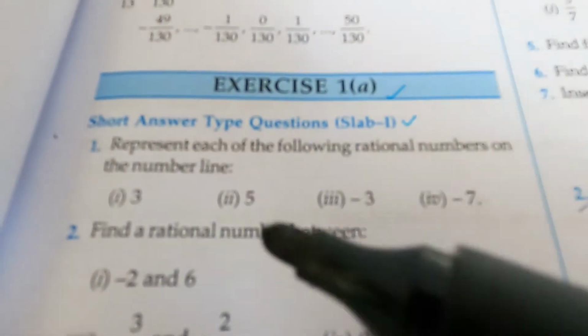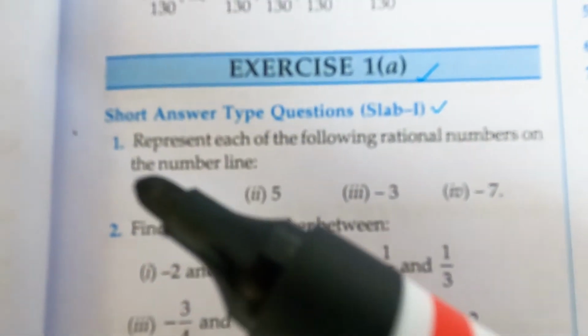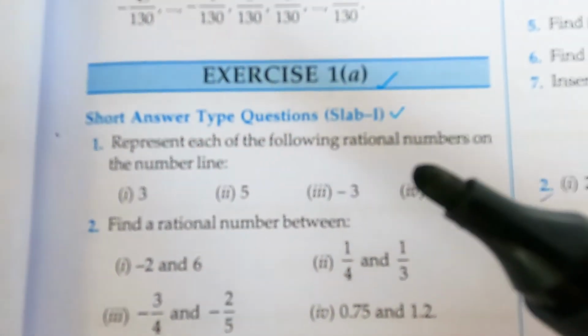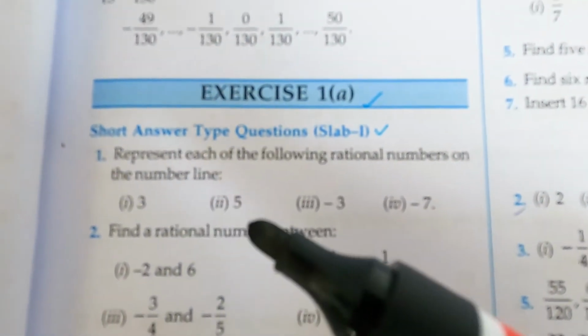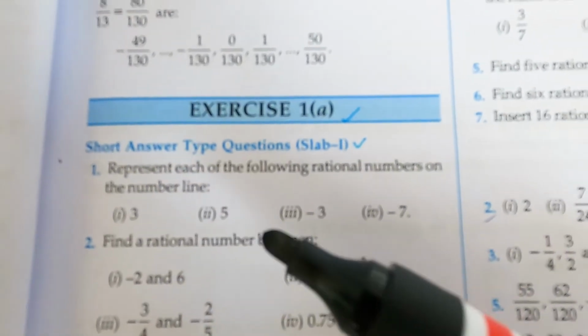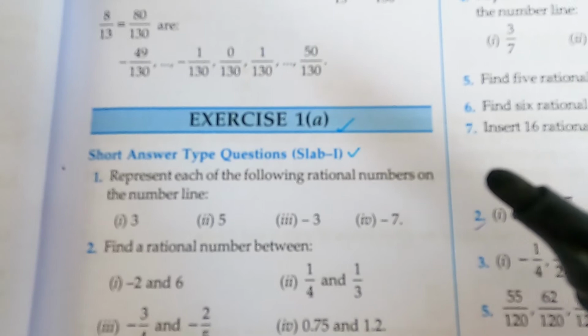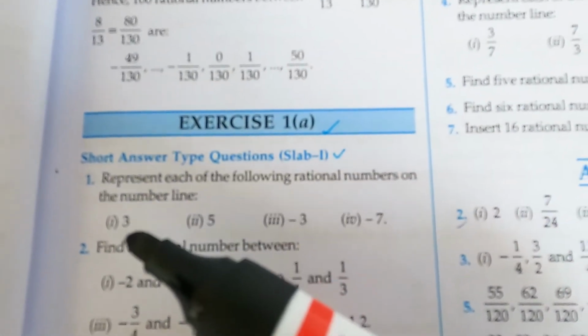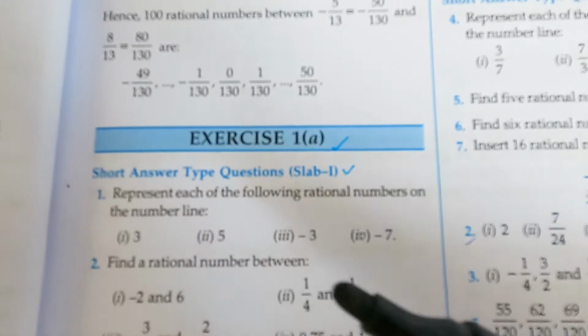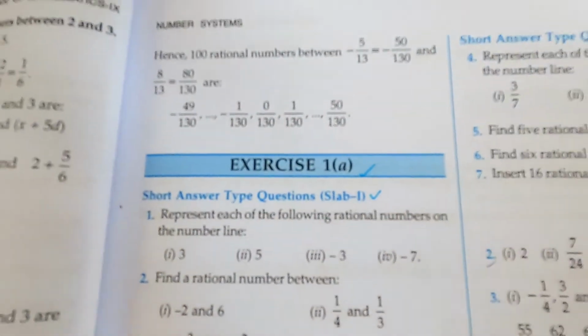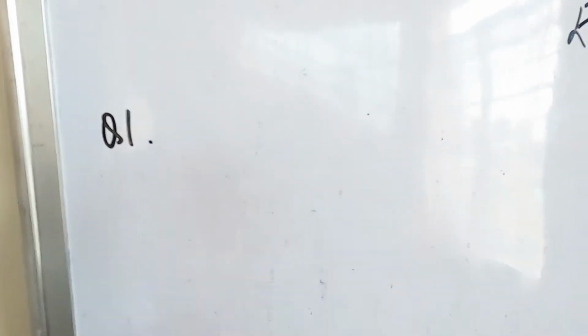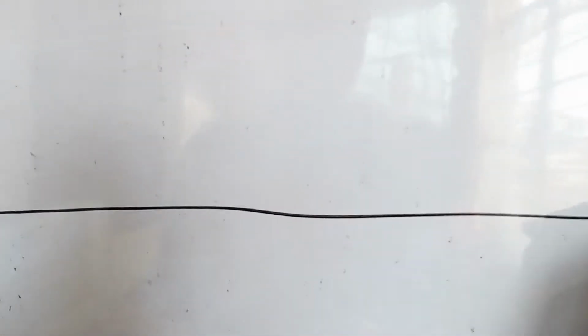Alright, so let us start with exercise 1a, question number 1. Represent each of the following rational numbers on the number line. So number 1 is 3, 5, minus 3, and 7. So what we will do is we will represent all these numbers on the same number line system. So the first thing that we will do is we will draw the number line system.